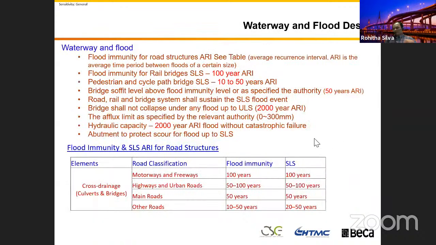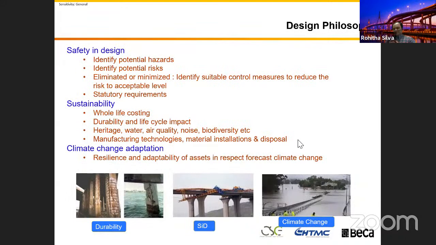Then this is the philosophy you just need to have in your mind when you are designing a bridge. This is not just a design calculation, where you go and copy a design code across to your piece of paper, and then you say, I did the design, it is good. Not that. You have to look at so many other aspects when you're designing.